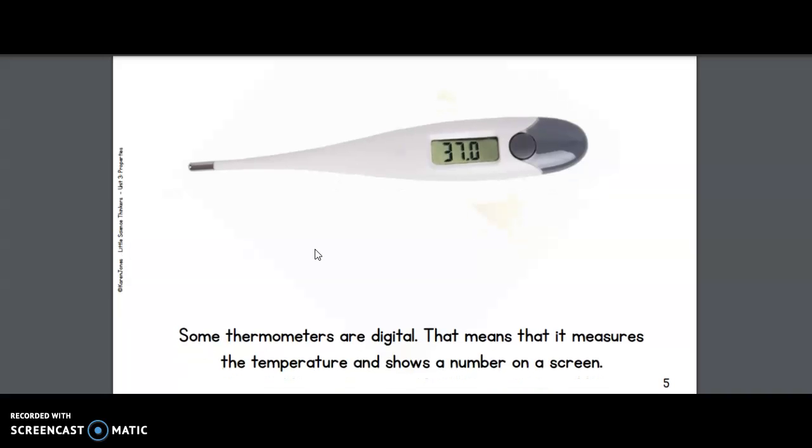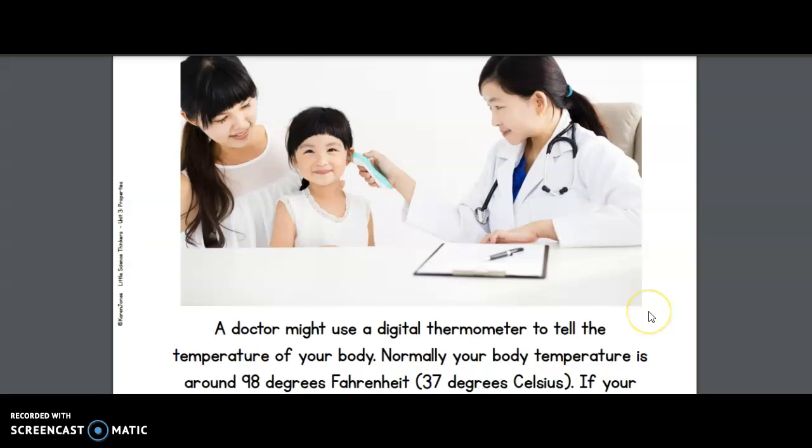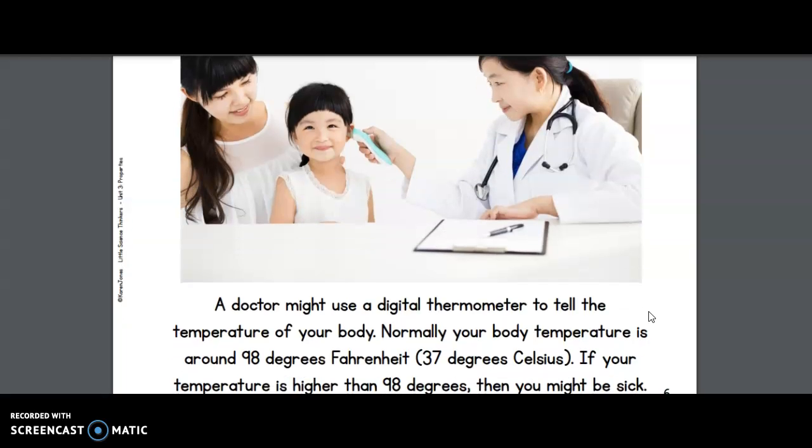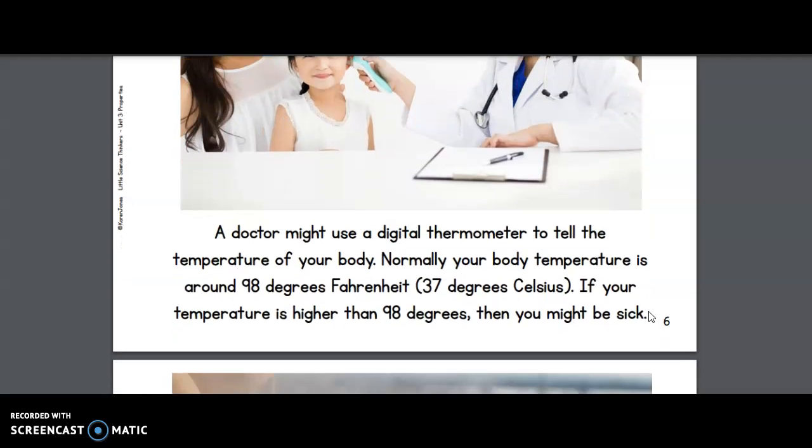Some thermometers are digital. That means that it measures the temperature and shows a number on the screen. A doctor might use a digital thermometer to tell the temperature of your body. Normally, your body temperature is around 98 degrees Fahrenheit, which is 37 degrees Celsius. If your temperature is higher than 98 degrees, then you might be sick.